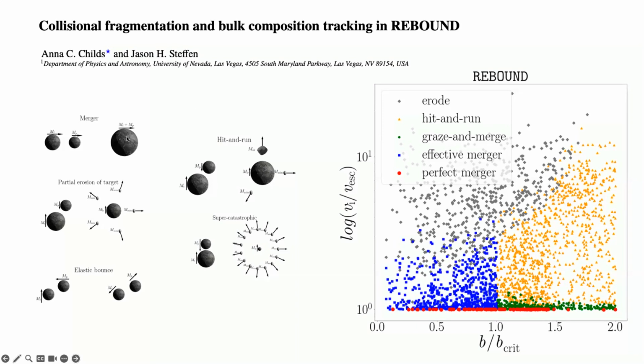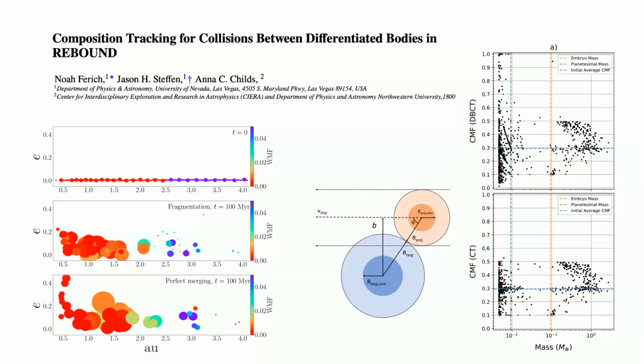And so most recently, there's a paper that we have just submitted. We submitted it, we got the review back, and now we've resubmitted it, on collisional fragmentation between differentiated bodies. So now we're assuming two layers, and then we have a formula or a recipe for how much core material and how much mantle material is going to be ejected depending on the objects in the system.